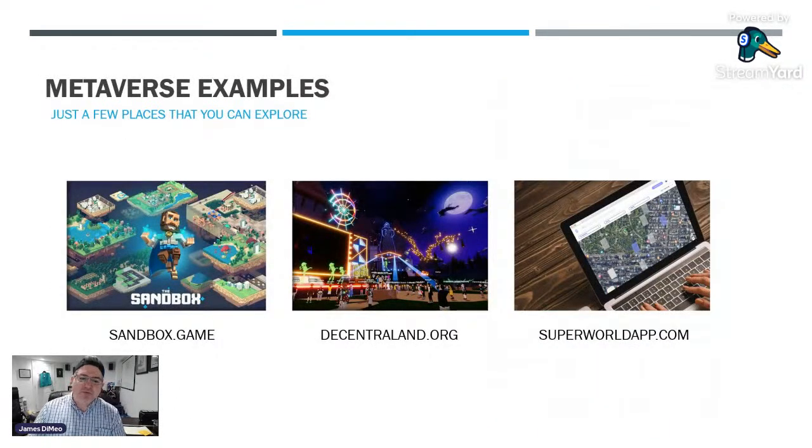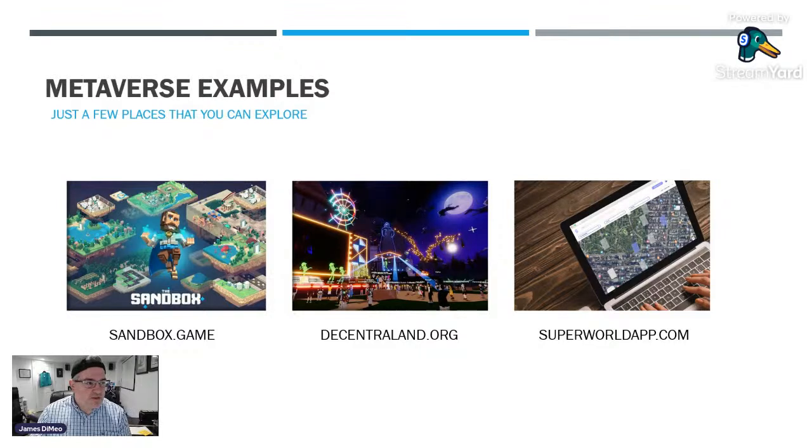So let's jump into some of those examples. Some of the examples that I've been mentioning are Sandbox, Decentraland, and the Super World app, which is a revolutionary one. I'll go into a little bit more detail. But let's start with Sandbox, which is a very popular metaverse that started as an app on a phone, and it's transformed into this very creative universe, in which you can be whomever you want, build whatever you want, and earn a little bit of profit doing it.